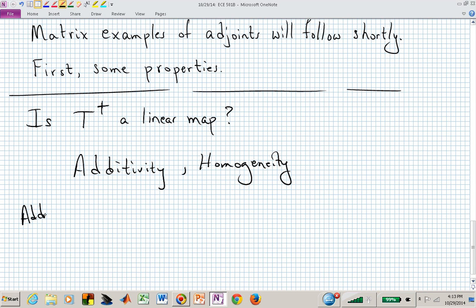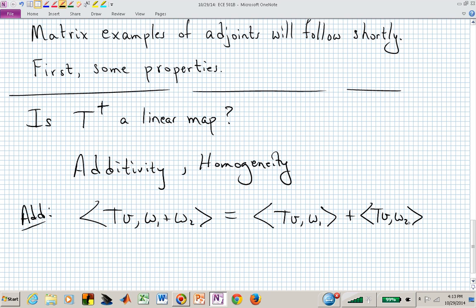If we look at the additivity piece, then let's just start with this inner product: TV in the first slot and this sum of two vectors, W1 and W2, in the second. Now we can rewrite that as the sum of two inner products using the additivity of the second slot. This now can be written as <TV, W1> plus <TV, W2>.